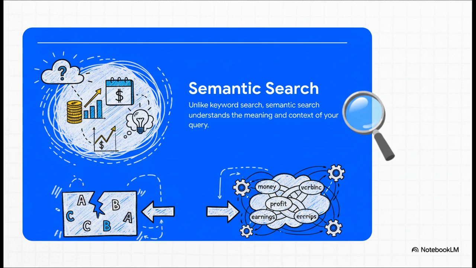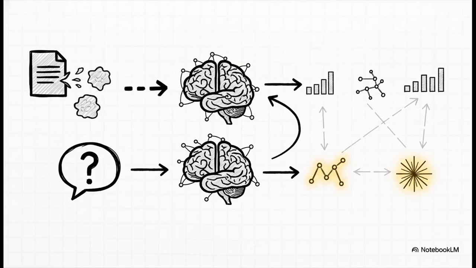It gets the concept. And the way it does this is just fascinating. It takes every little piece of your documents and turns it into a long string of numbers. That's called an embedding. This string of numbers is like a mathematical fingerprint for the meaning of that text. Your question gets turned into a fingerprint too. And then the system just looks for the document fingerprints that are the most mathematically similar to your question's fingerprint. It's a search for ideas, not just words.